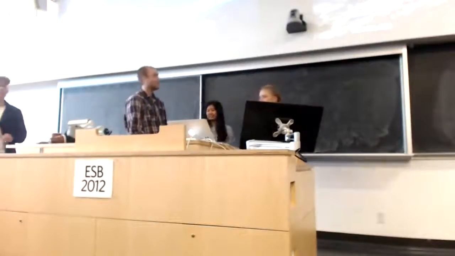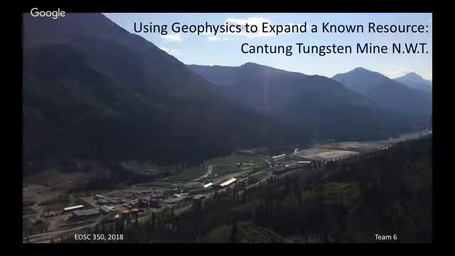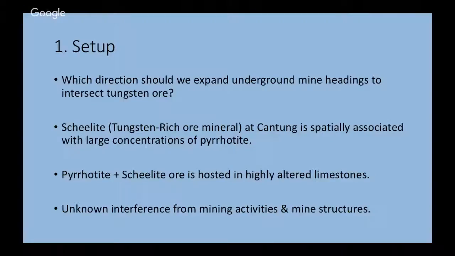Hi everyone, we are Group 6, and our topic is using geophysics to expand the mining perimeter in Untitled mine in the Northwest Territory. We're interested in finding the new underground intersection of the tungsten ore, which are scheelite and pyrrhotite, where the hosting rock is highly altered limestone. In the meantime, we have some rock samples passing along. You can see.